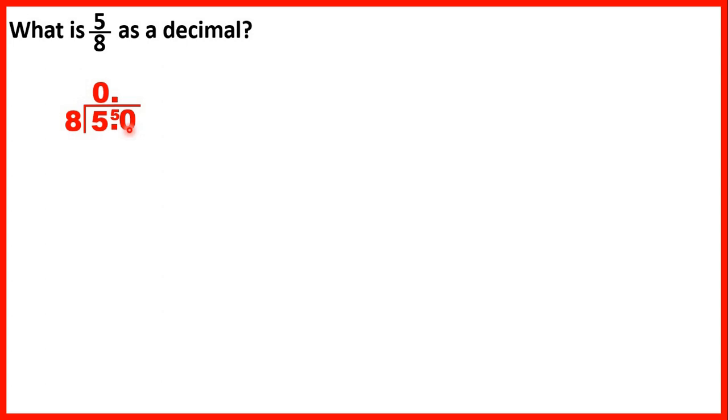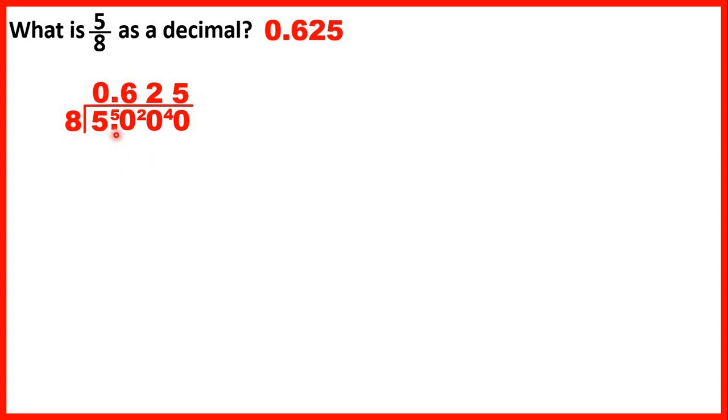So now we have 50 divided by 8. That's 6 remainder 2, so we need to extend with a 0 and write our remainder 2 in front of our 100th digit. Now 20 divided by 8 is 2 remainder 4, so we need another 0 on the end so that we can write our remainder 4 in front of our 1000th digit. And now 40 divided by 8 is 5 with no remainder, so as a decimal, 5/8 is 0.625, because 5 divided by 8 is 0.625.